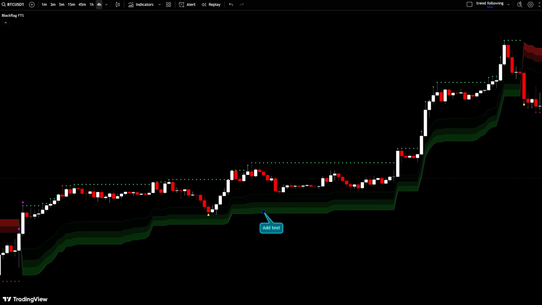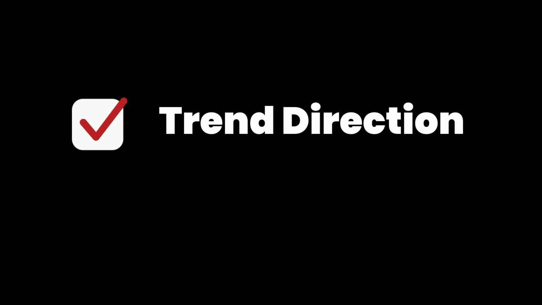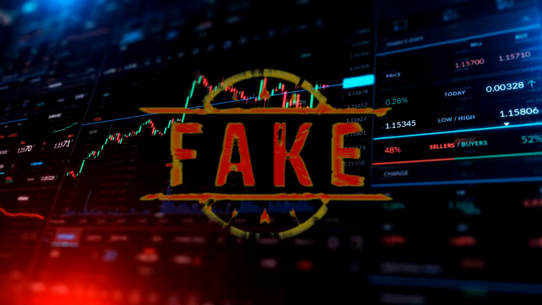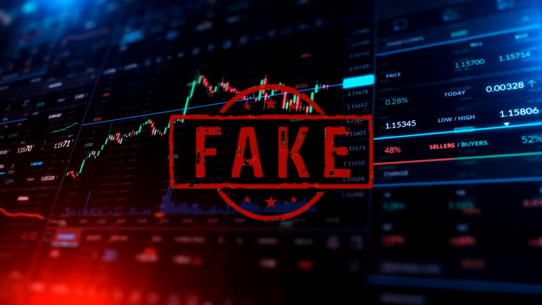Swing Arm gives a first look at potential pullbacks, but it can't tell you which ones are high quality. That's where the next indicator comes in. It shows you trend direction and helps you escape the losing setups. Without this step, you'd be chasing a lot of fake opportunities. Stay with me. Enter Market Bias.